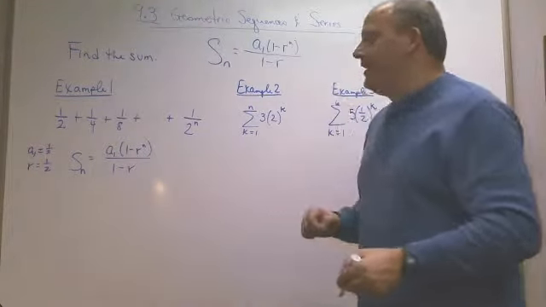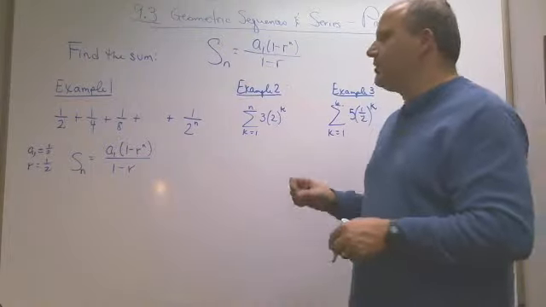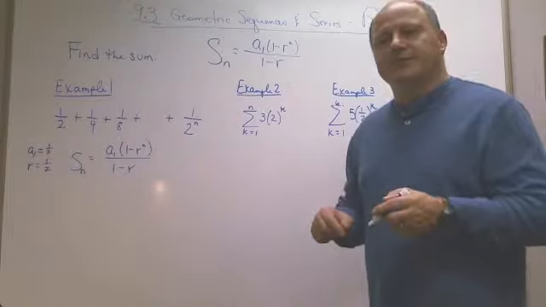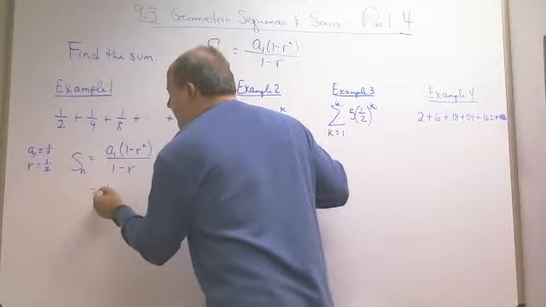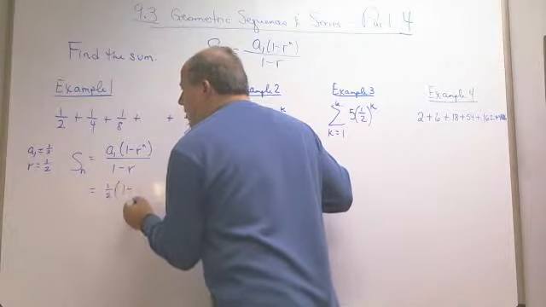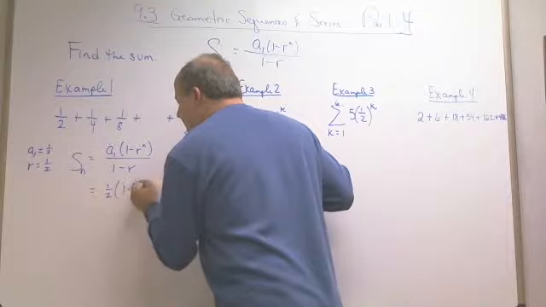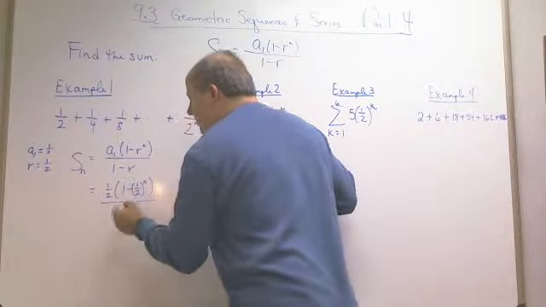So you're like, what do you do now? You don't know what n is. I know, that's your point. You don't know what the n is. So what you're going to do is just put everything into the formula except for the n. In essence, what you're getting is a formula itself. So the first term is 1/2, times 1 minus 1/2 to the nth power, over 1 minus r, which is 1 minus 1/2.